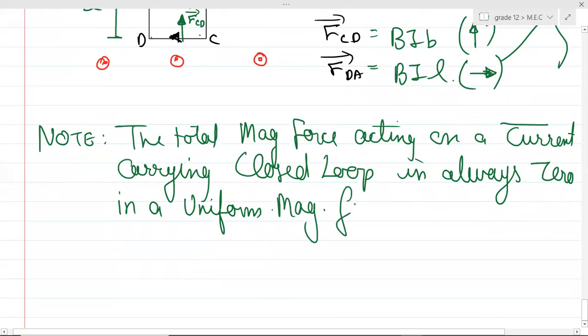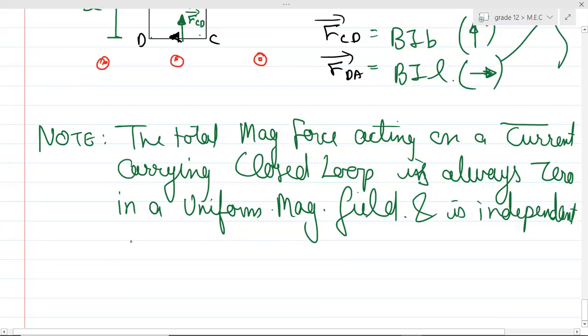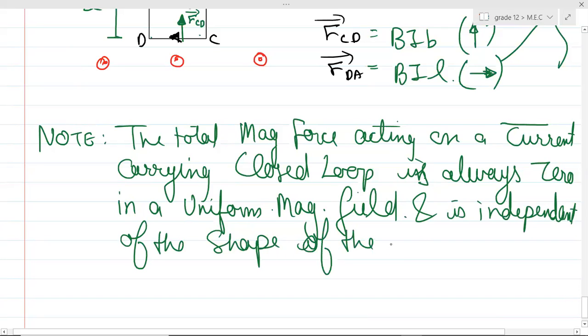So anyways, let's continue with our note. The total magnetic force acting on a current carrying closed loop is always 0 in a uniform magnetic field and is independent of the shape of the loop. Is this clear, guys?